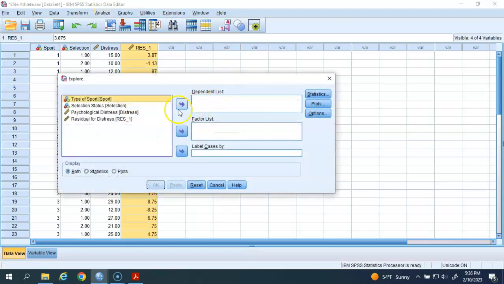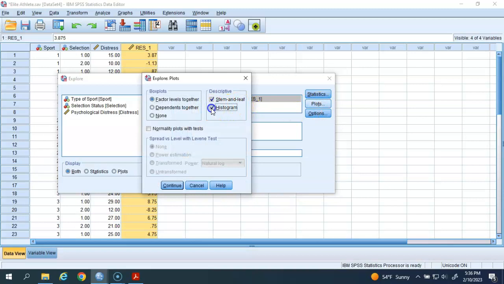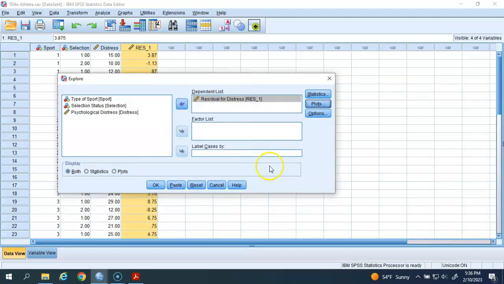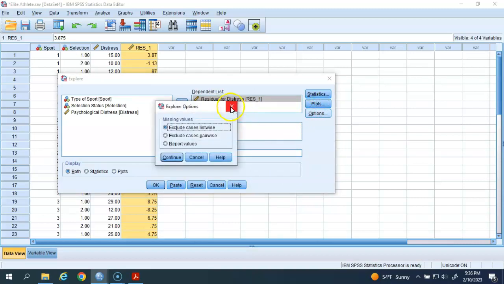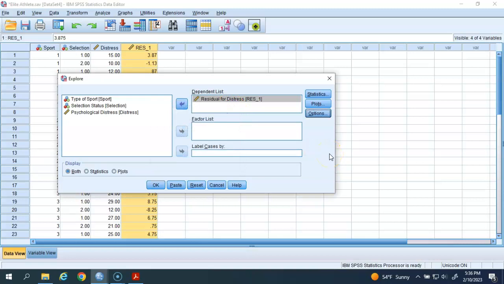And we will put our residual for distress in as our dependent list for now. And under plots, I'm going to ask for histograms and normal plots and hit continue. I think under options are just missing values for our data. And first, I'm going to just select this and run this by itself first without the factor list. I'll go ahead and do that.